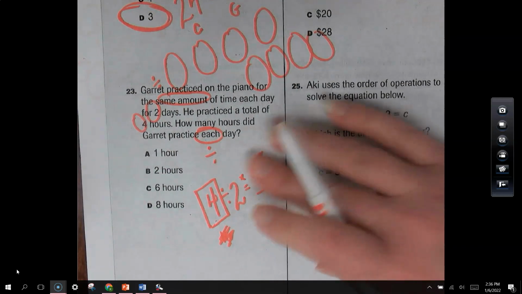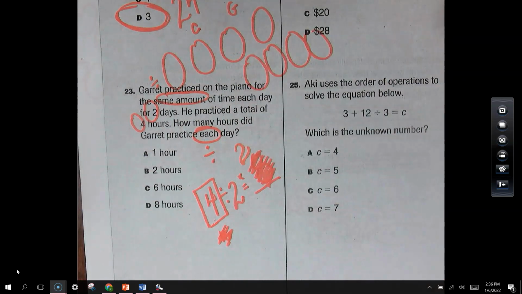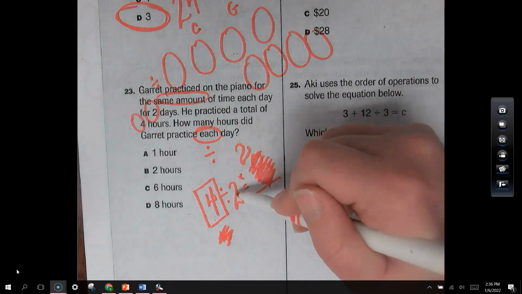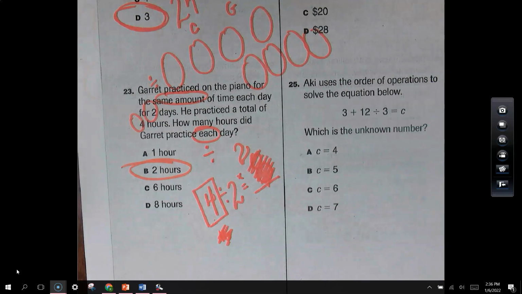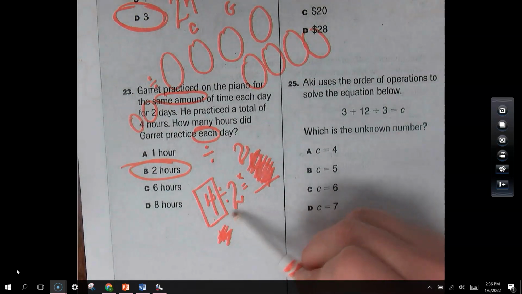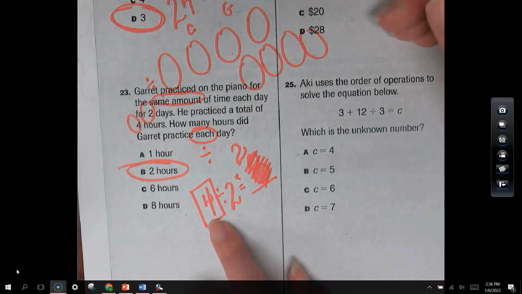Well, what times 2 is 4? The correct answer there is 2. 2 times 2 is 4. Please be very cautious with that type of problem. A lot of children want to multiply, and that is incorrect. It cannot be bigger than that dividend.